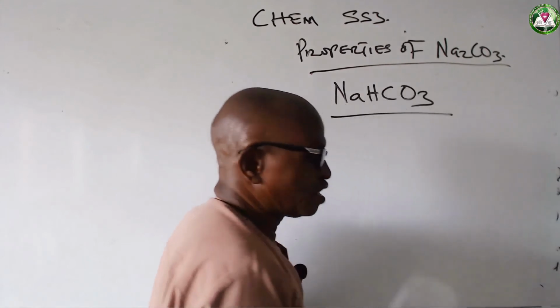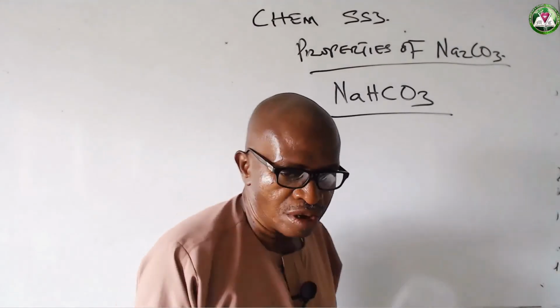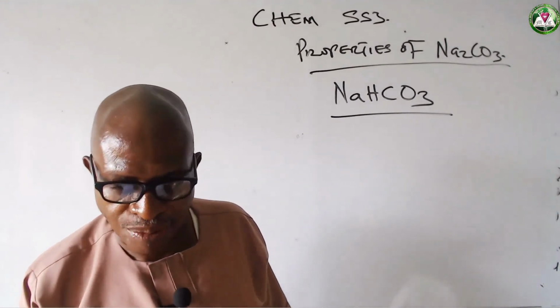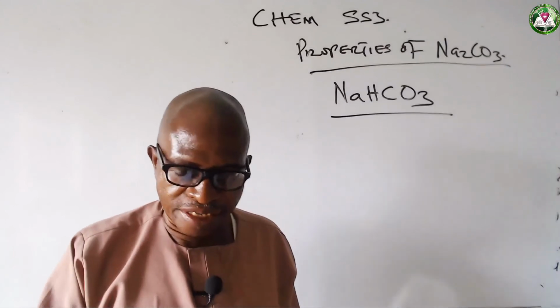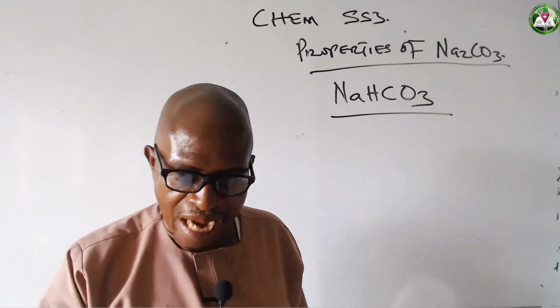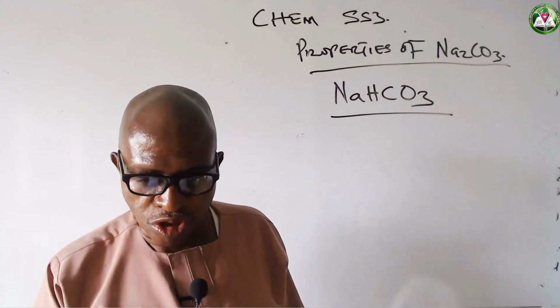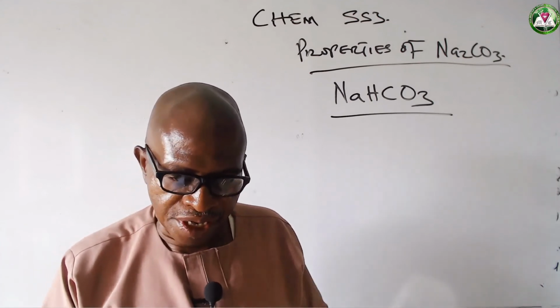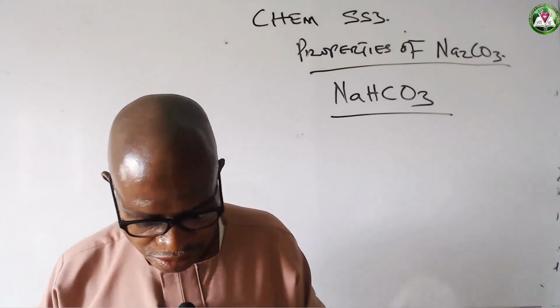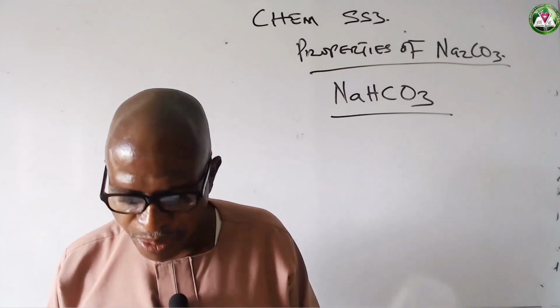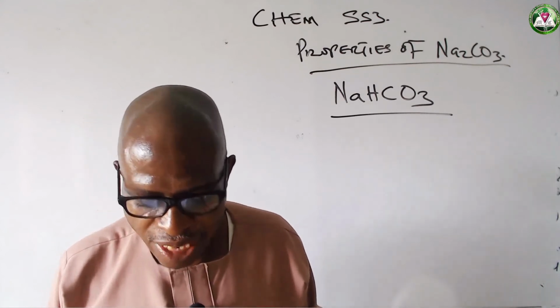And from that solution, since sodium hydrogen trioxocarbonate IV is almost insoluble in water, you can filter it out, wash it, and dry it. And then the ammonium chloride is a filtrate, which you can now filter out. Let's look at how you prepare it in the laboratory.